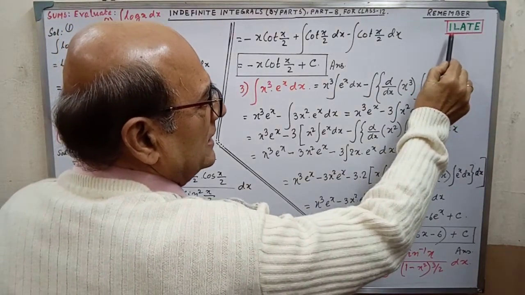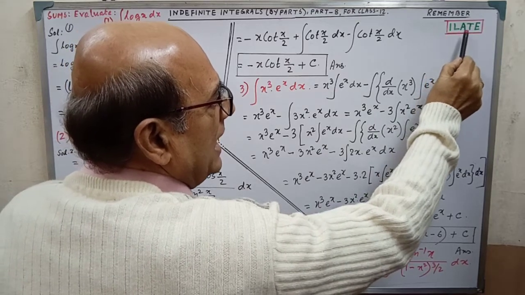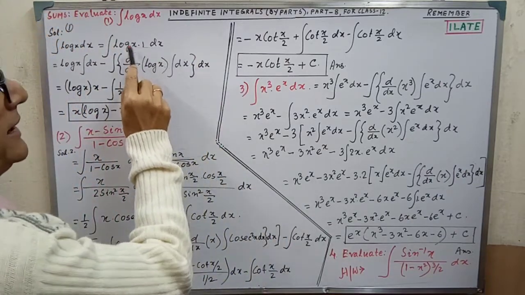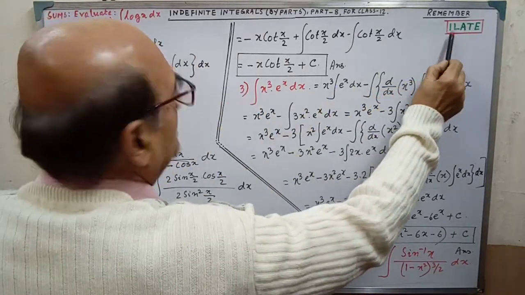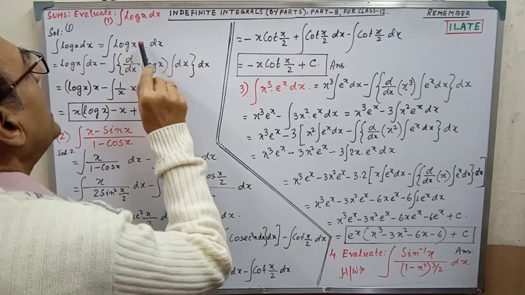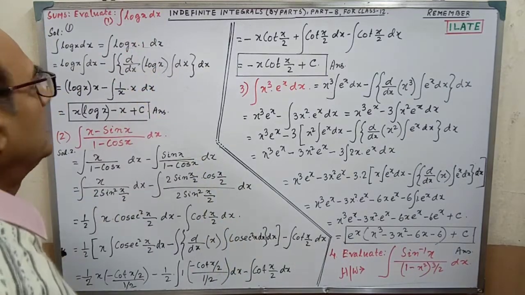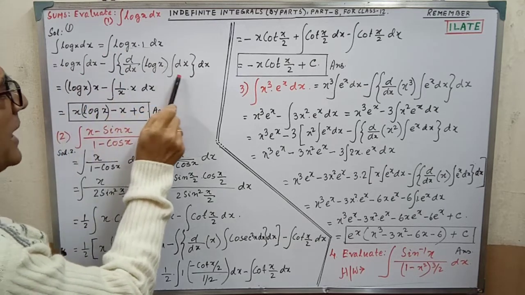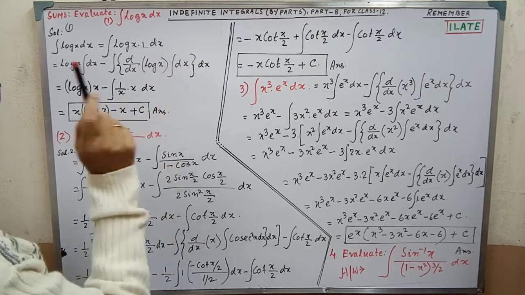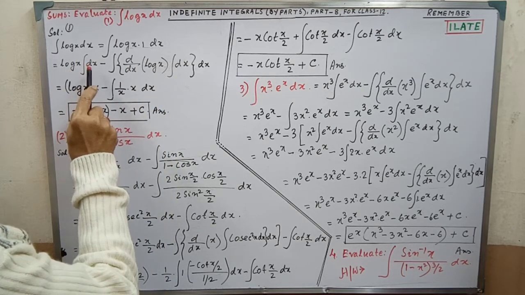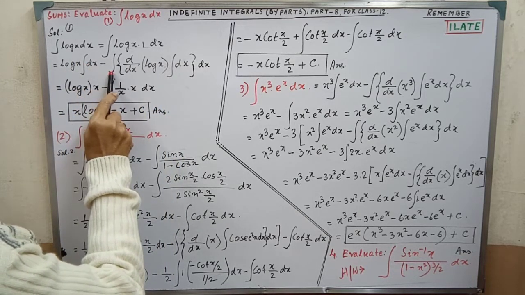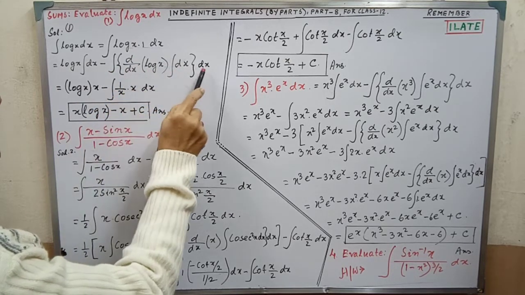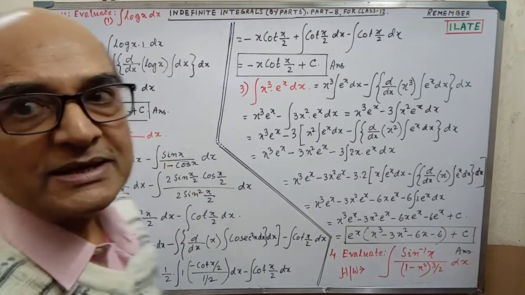That is in this way: inverse, logarithm, algebra, trigonometry, exponential. Here log is coming before algebra, so log will be the first and algebra will be the second. Now we have to apply the formula by parts. Log x unchanged, integration of the second, minus integration of differentiation of the first times integration of the second, and the total thing we have to integrate. This is the formula.